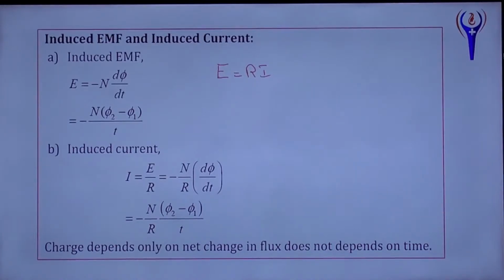Substitute the E value as n into d phi by dt, and d phi is nothing but phi 2 minus phi 1, the change in flux, with respect to time. Substituting for E, I equals n by R into d phi by dt. And as we said, d phi is phi 2 minus phi 1 by t, and the charge depends only on the net change in flux and does not depend on time. That is the induced current formula.